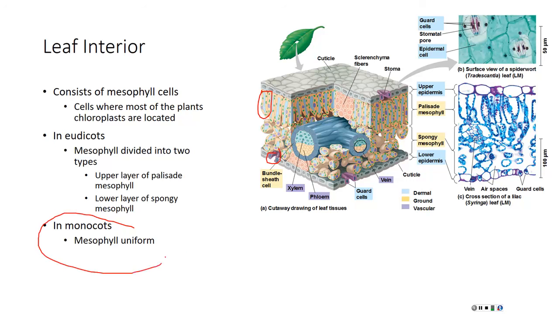In monocots, we don't have this differentiation between spongy and palisade mesophyll. The mesophyll is more uniform. And typically we just call it mesophyll.